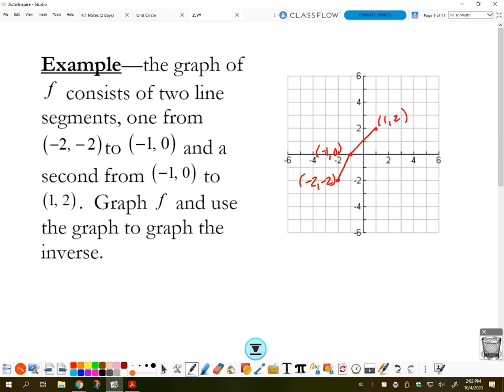All right, so if we switch x and y, we're still going to have a point at (-2, -2). But the point that was at (-1, 0) is going to be at (0, -1). And the point that was at (1, 2) is going to be at (2, 1). So it would look like this.